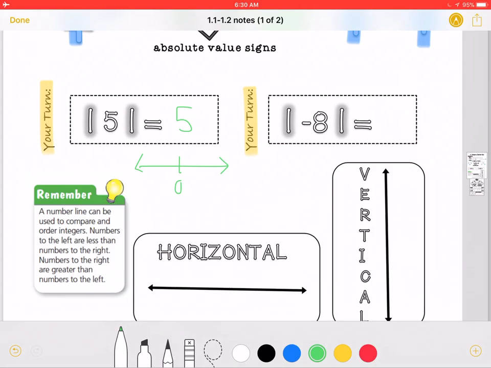Now, what's the absolute value of -8? How far away is -8 from 0? What's the distance? You should have gotten 8. Remember, it's the distance it is away from 0.